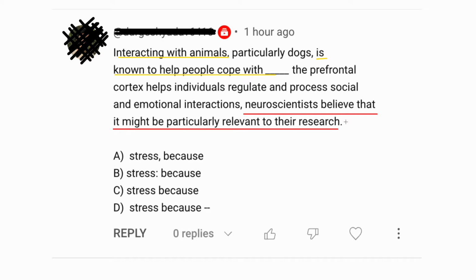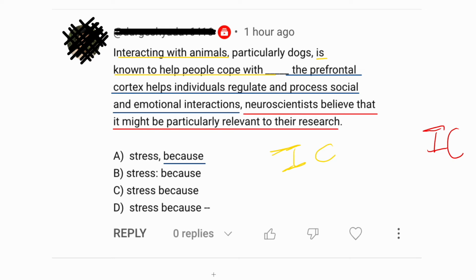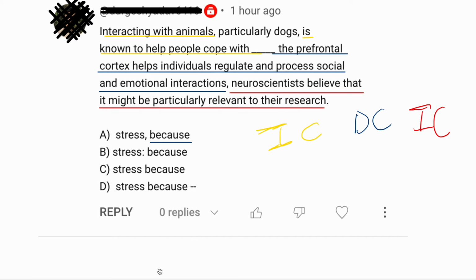Okay, so we've got an independent clause in yellow, an independent clause in red, and then we have some stuff in between. And that stuff in between is going to be a dependent clause: because the prefrontal cortex helps individuals regulate and process social and emotional interactions. A dependent clause followed by an independent clause, you would use a comma, just like we have there. So no problems there, but they're not testing us on that portion. They're testing us on this portion.